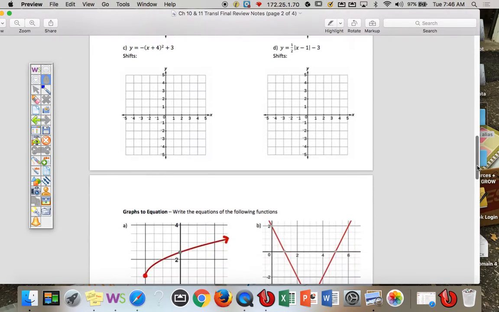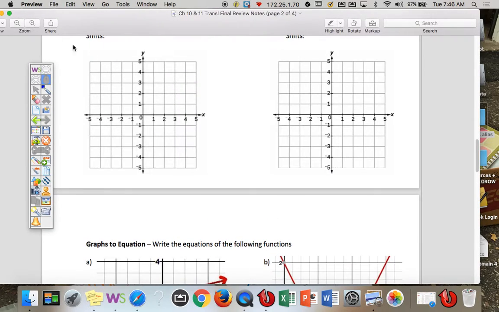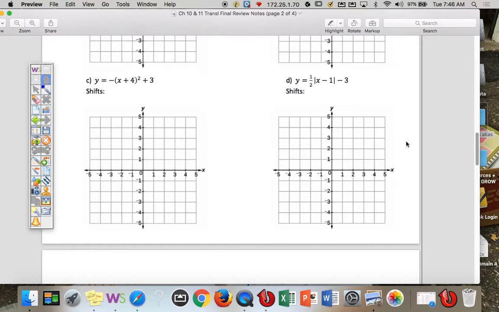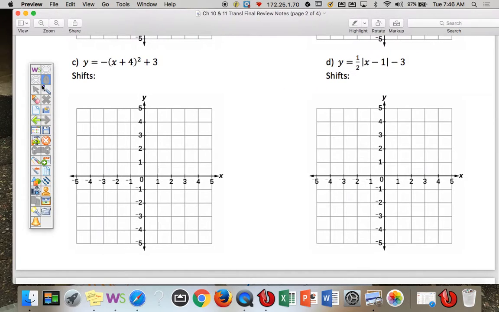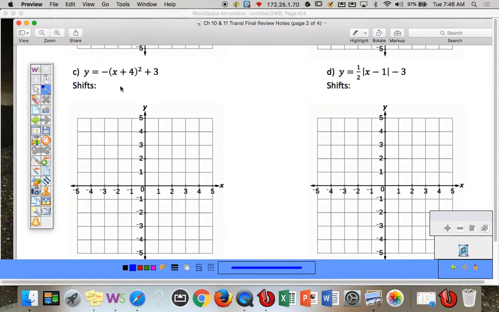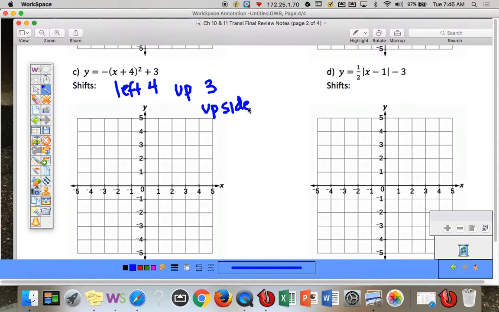Let's take a look at C. Let's make this a little bit bigger here. Okay, so C plus 4 would be left 4. Plus 3 would be up 3. And the negative would mean your slope would be negative, or be upside down. So here we start at 0, 0. We're going to go left 4, up 3, and then you're going to sketch your parabola upside down.